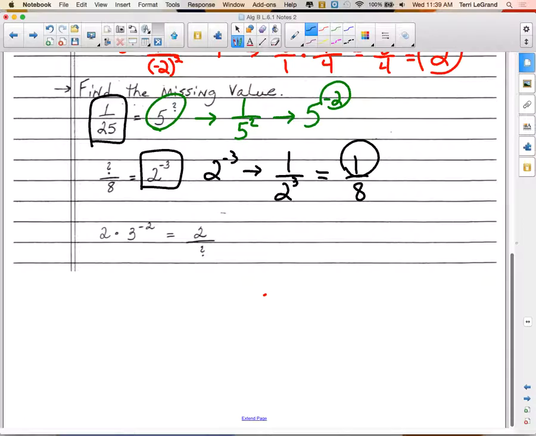Okay. What do you think we should do in that next one? Work with the 2 times 3 to the -2 power, because it doesn't have the question mark in it, right? Let's work with this part. So we have 2, and then we have 3 to the -2 power. How could that be renamed? 1 over 3 to the positive 2 power. Okay. And then that becomes 2 times 1 over 9.